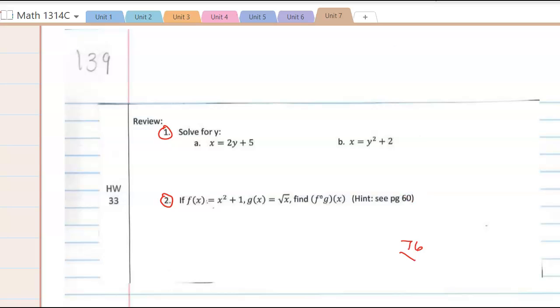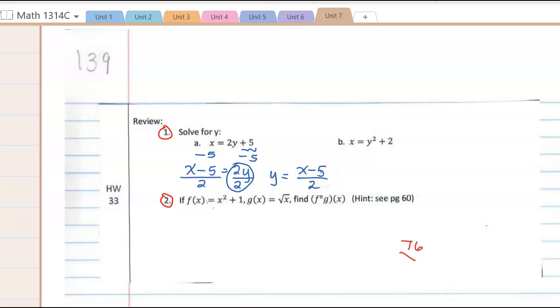For solving for y, for number 1, part A, we need to get rid of the plus 5. So I'm going to subtract 5 from both sides. That will give me x minus 5 is equal to 2y. Then I'm going to divide both sides by 2. And this will give me y on this side, and on the other side it will give me x minus 5 over 2.